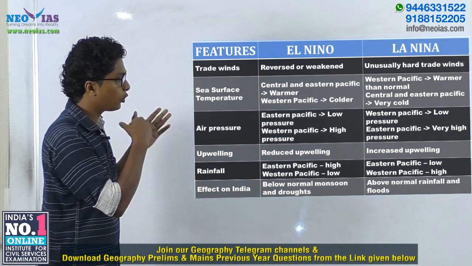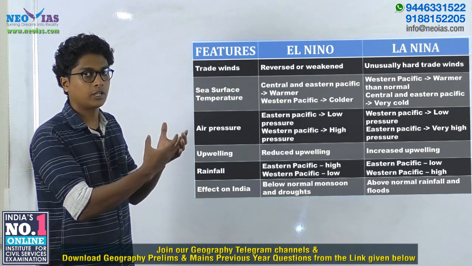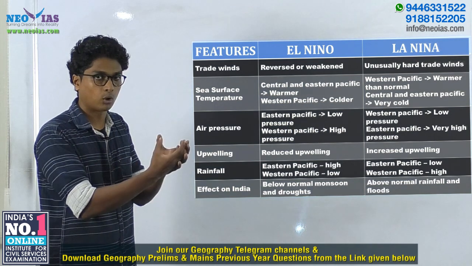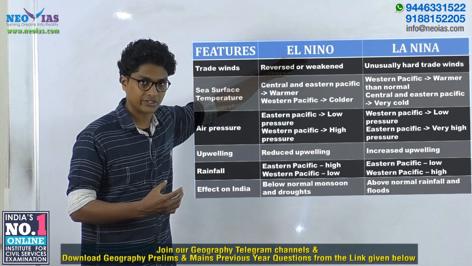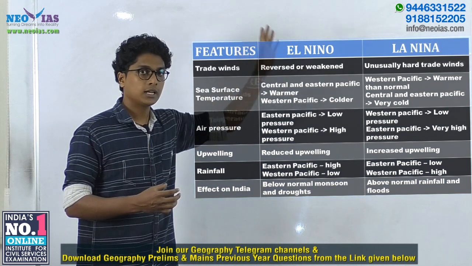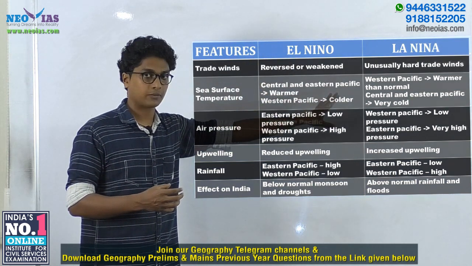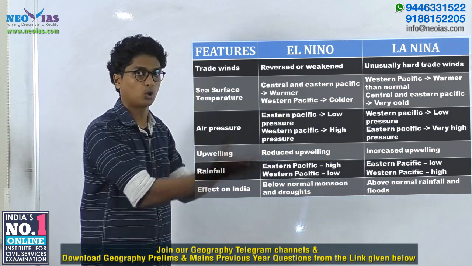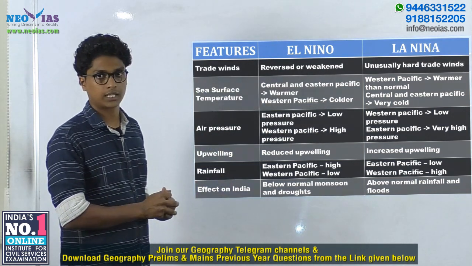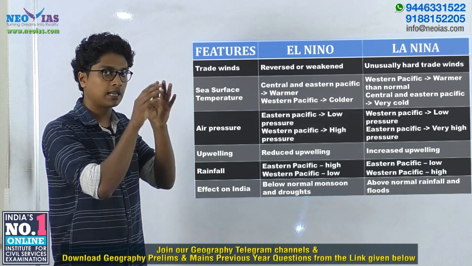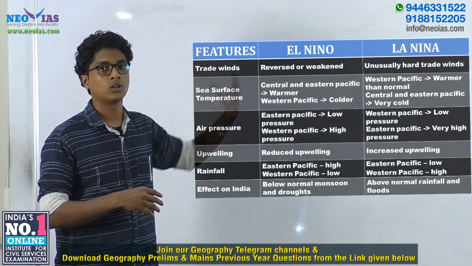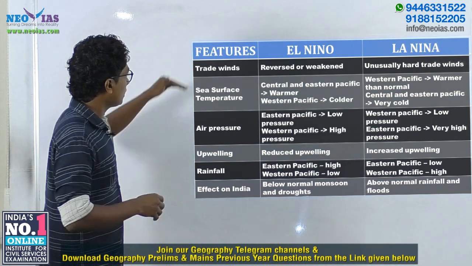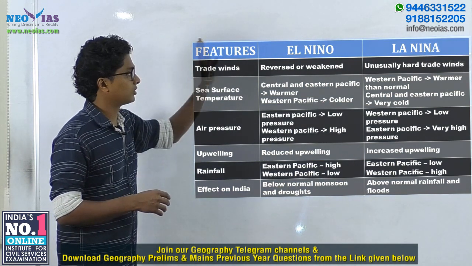If the equatorial Eastern and Central Pacific water is unusually warm, we will be having El Nino condition. If the equatorial eastern or central Pacific water is unusually cold, we will be having La Nina condition. So these two events are the two different phases of the event called El Nino Southern Oscillation. Now let's compare the features of El Nino and La Nina.